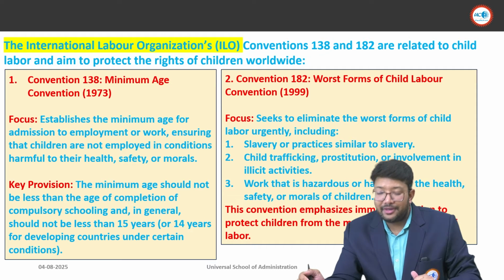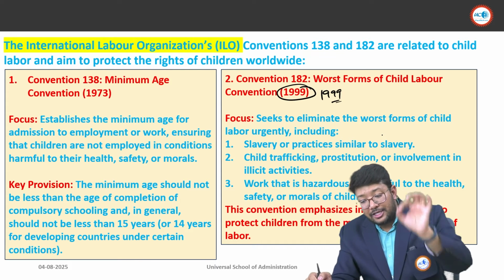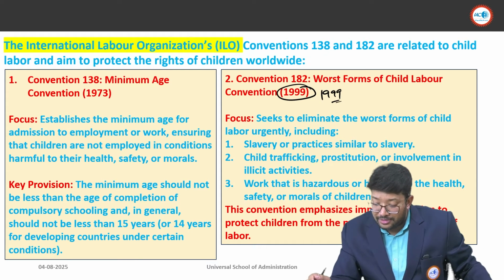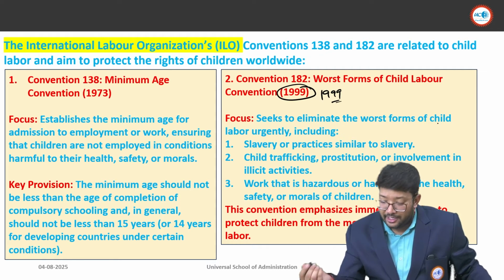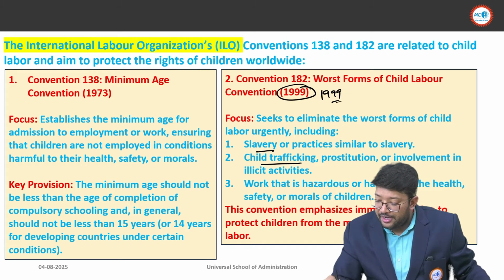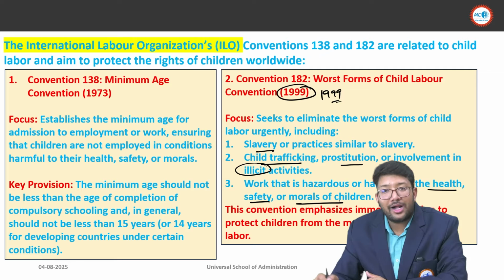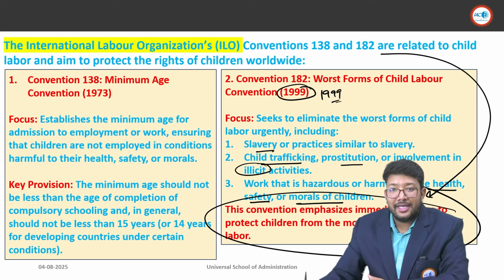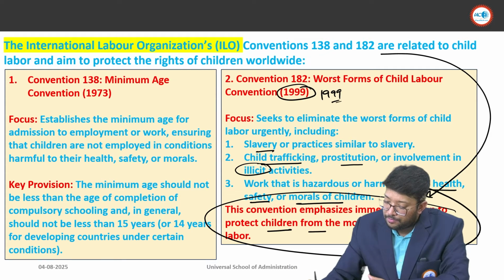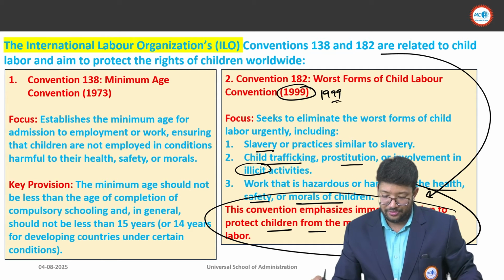And what is Convention 182? Worst Forms of Child Labour Convention. It was held in 1999. Okay, what is the focus? This particular Convention 182 focuses on eliminating the worst forms of child labor urgently, including what? Slavery, okay, child trafficking, prostitution, involvement in illicit activities, and work that is hazardous or harmful to the health, safety, or morals of children. So Convention 182 emphasizes immediate action to protect children from the most dangerous forms of labor. That is 138 and 182. I hope you understood. Okay, fine.